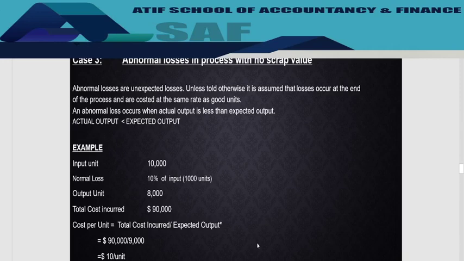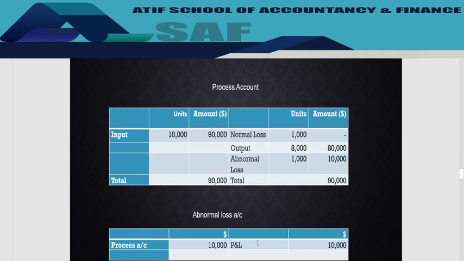In the process account, input is mentioned on the debit side, normal loss is mentioned on the credit side, but in terms of units only, because these have no scrap value. Output is recorded as 8,000 units at the rate of $10 per unit. Their total value is $80,000, and abnormal loss units are also recorded at full unit cost, 1,000 units at the rate of $10 per unit. The total value is $10,000. The whole abnormal loss should be charged to the profit and loss account.